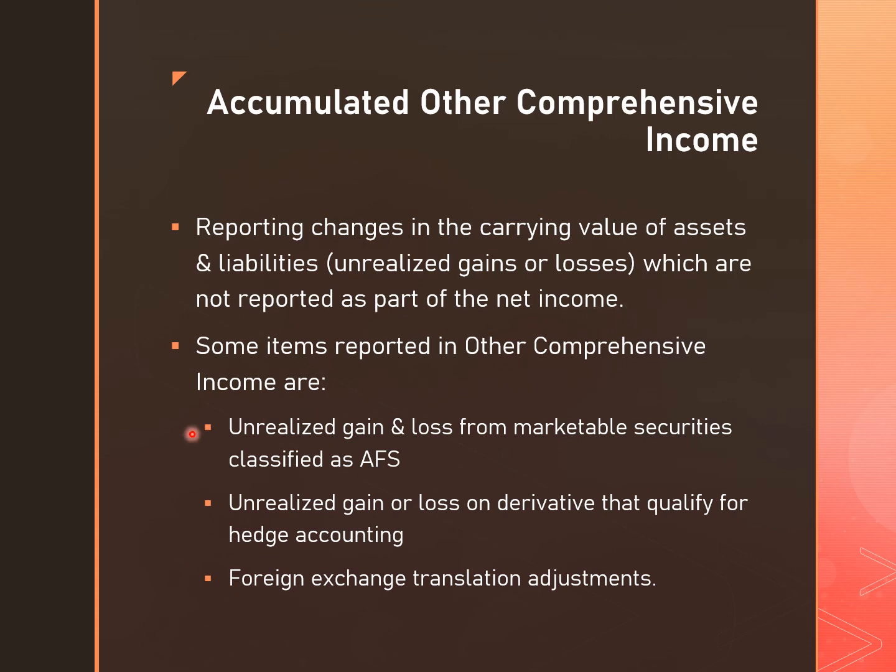So, these are some things yang you akan report dalam OCI, like this one, unrealized gains and loss from marketable securities classified as AFS. AFS adalah available for sale. And then the unrealized gains and loss on derivative that qualify for hedge accounting and also foreign exchange translation adjustment. So benda yang tak melibatkan duit keluar masuk secara real, dia akan report dekat OCI.